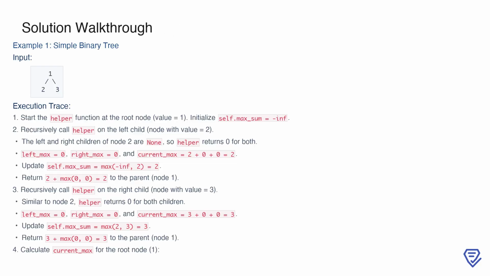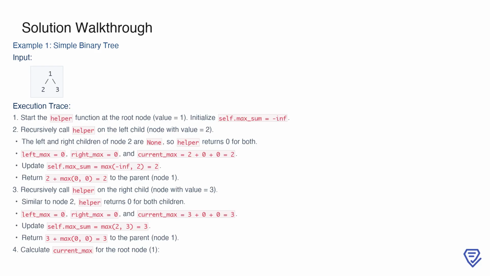To solve the problem, we start with the first example, which is a simple binary tree with 3 nodes. 1 is the root, 2 is the left child, and 3 is the right child. The helper function begins at the root node, which has the value 1. Initially, the self.max_sum variable is set to -infinity, ensuring that we can correctly track the maximum path sum.